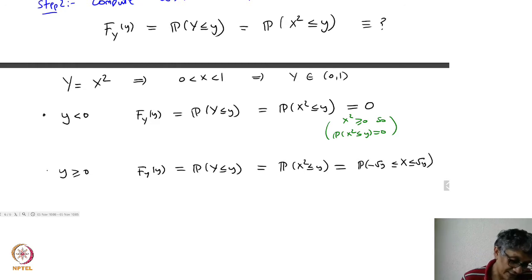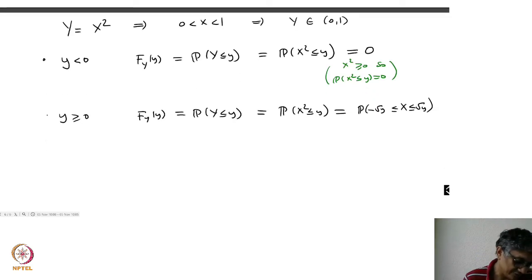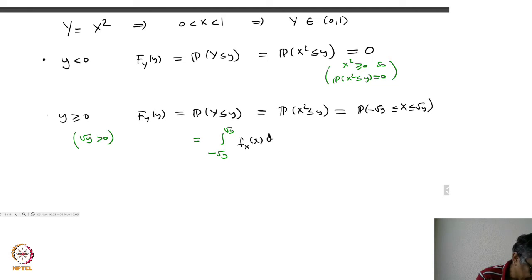But we already know that you can do it in many ways. The square root of y is positive. You can do this calculation in many ways. You can first think of this as the integral from minus root y to square root of y of f sub X of x dx.